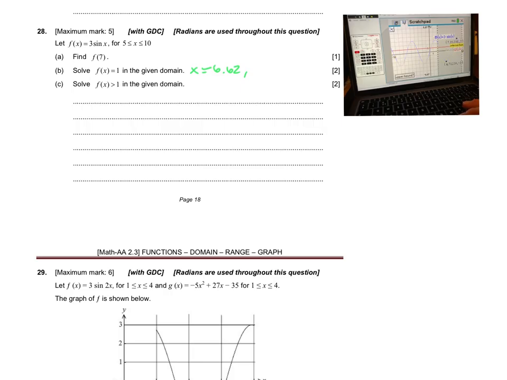And I probably have to get it again because it doesn't register, but it will here. 9.08 is the other one.